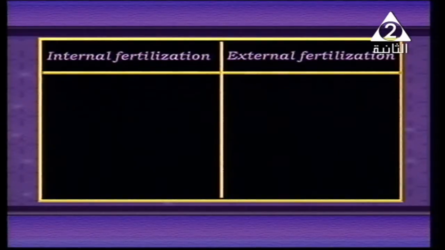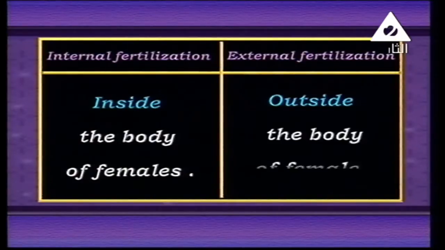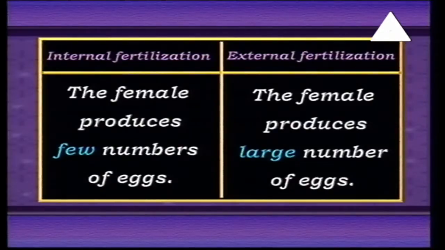Well, the first type, internal, happens inside the body of the female, by mating, just by mating. External, it happens outside the body of the female. Number 2, in internal fertilization the female produces a few eggs, while in external fertilization the female produces a large number of eggs. What else?